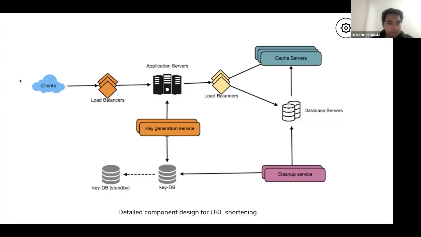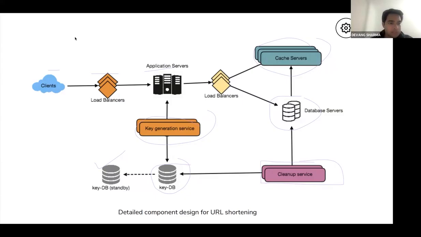Client comes, goes to load balancer, goes to application server. Cache server we already know about, database server we already know about, key database we already know about, replica of key database we already know about, key generation service we already know about. Apart from cleanup service, anybody has any doubt in this diagram, let me know. Okay, cool. The only thing that we have not talked about yet, which I will deep dive, is the cleanup service.